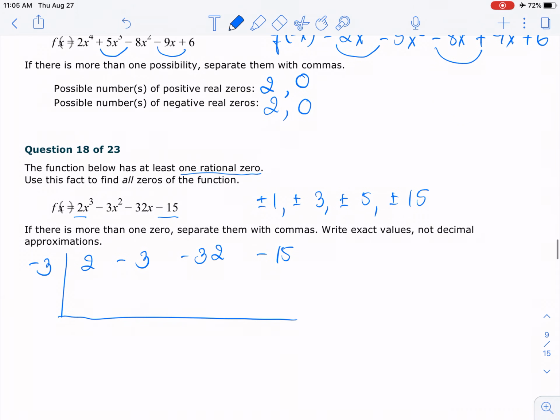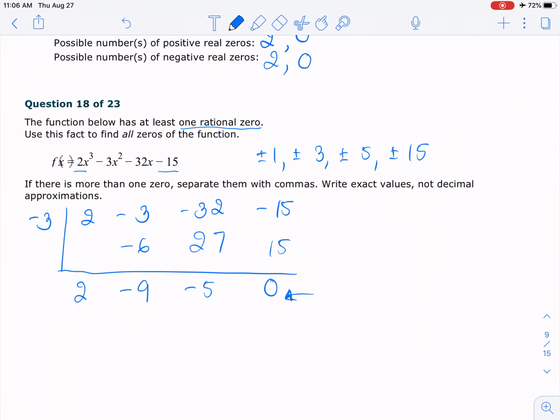2, negative 6, negative 9, 27, negative 5, 15. Oh, good. We have the remainder equal to 0. So we know negative 3 is a zero. So now I can have 2x squared minus 9x minus 5 equals 0.